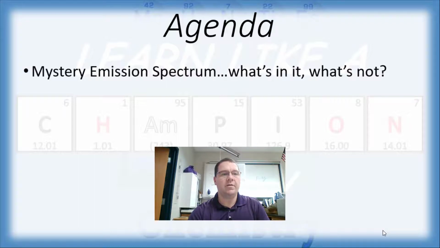Today we talked about the couple of questions that were at the end of your class notebook page on electrons and light, and that was looking at a mystery emission spectrum and trying to determine what's in it and what's not, based on some known emission spectra for several different elements. So we'll take a look at that, go through that example.